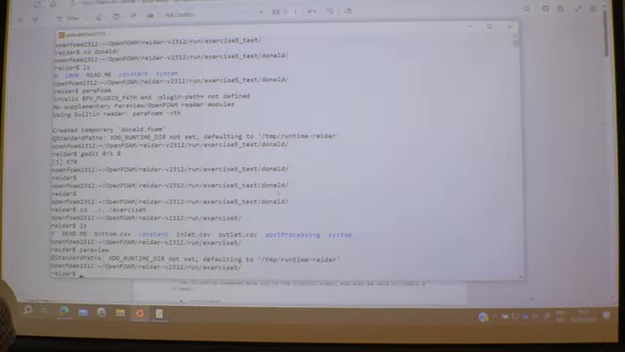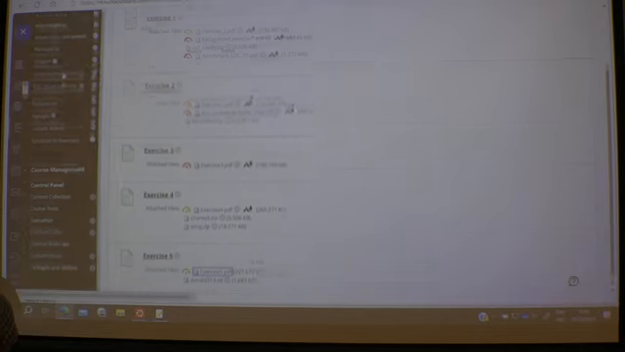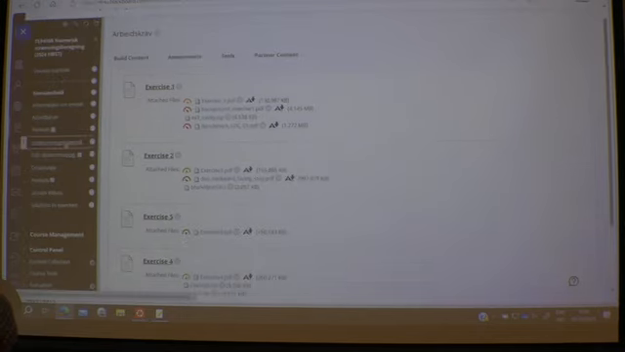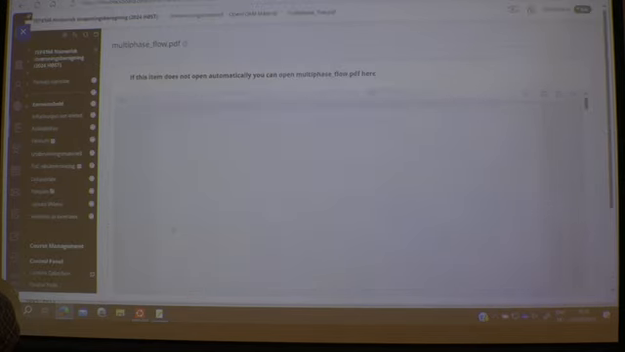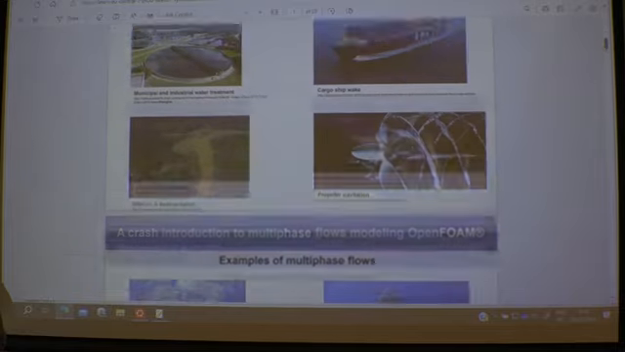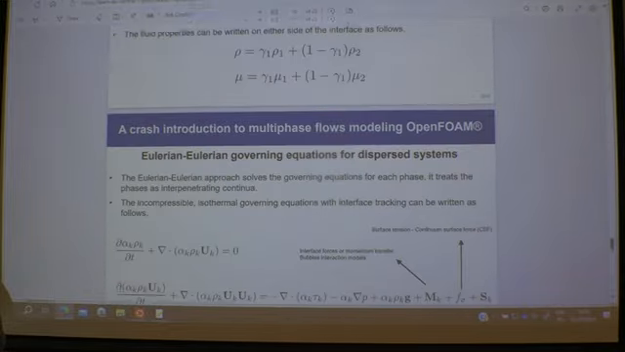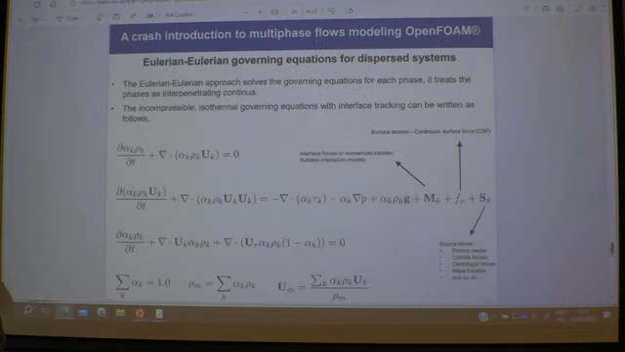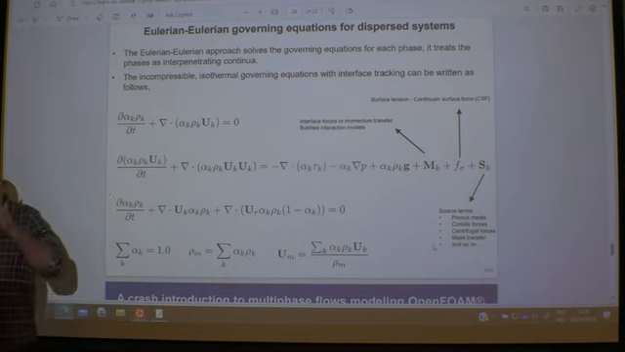Now, let's have a look at the theory where we left off. That was multiphase flow. So we had looked through the theory behind multiphase flow, and yes, it's a very big area. So we are going to use the VOF method, the volume of fluid. So we have an alpha playing around with the different fluids.